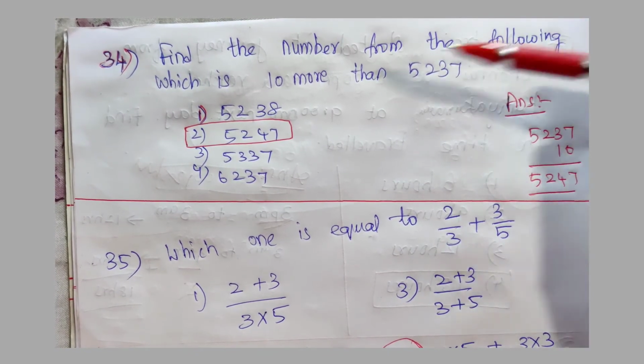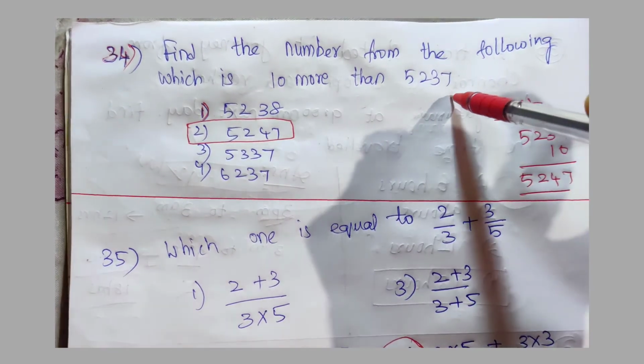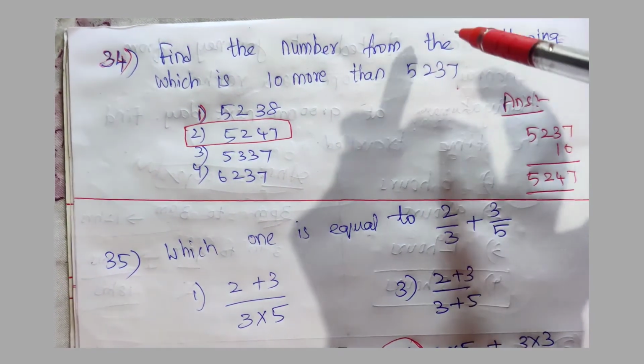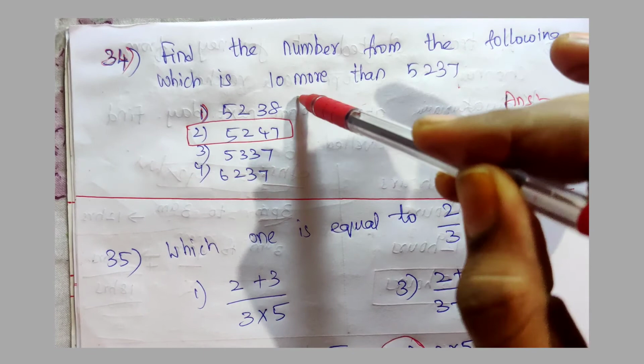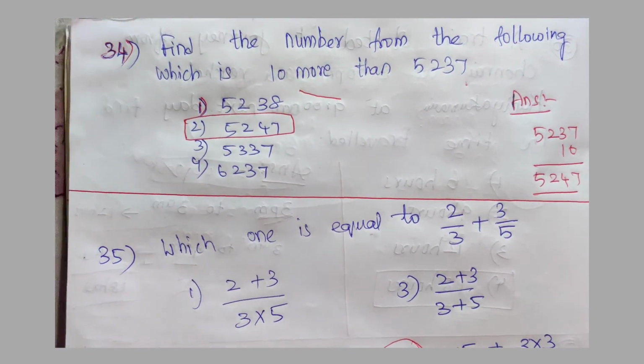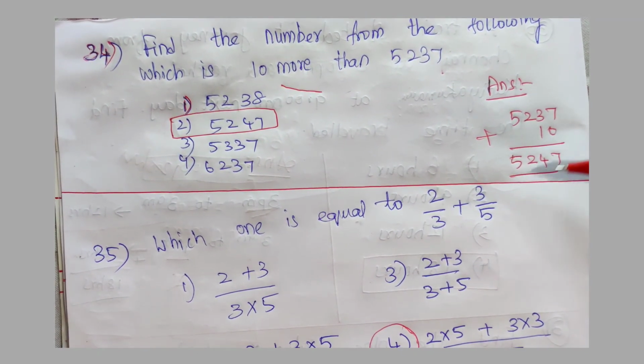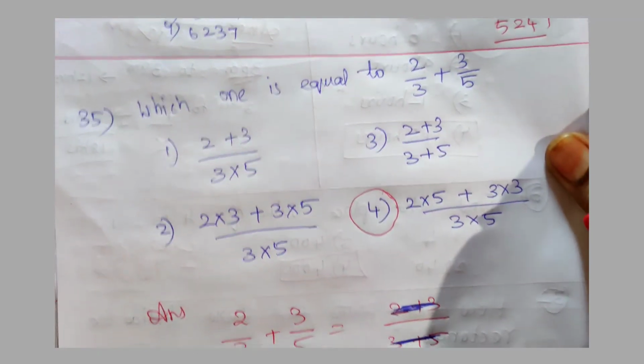Find the number from the following which is 10 more than the given number, that is 5237. Less means you have to subtract. More means what will you do? Addition. So you have to add. 5237 plus 10 is equal to 5247.